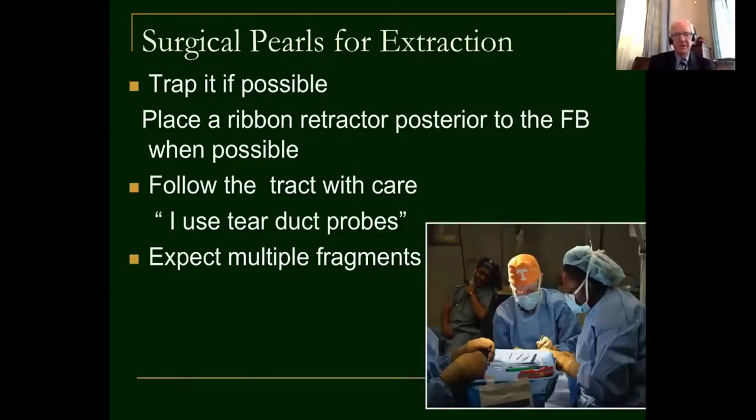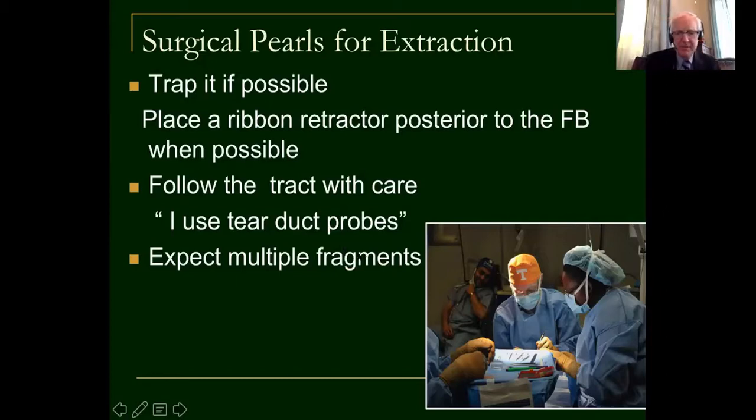So let's get on to the extraction. What happens with this group of people is that as you try to get to the foreign body, it tries to move deeper within the orbit. So my answer is trap it if possible. If you can get a ribbon retractor or something around to the back of the foreign body and then dissect to it, you've got a much better chance of getting all of it. I will follow the track, but I will try to trap it. The easy thing to do is to find something that you can get behind it through the conjunctival surface, or something to hold it, and then I'll follow the track along a tear duct probe.